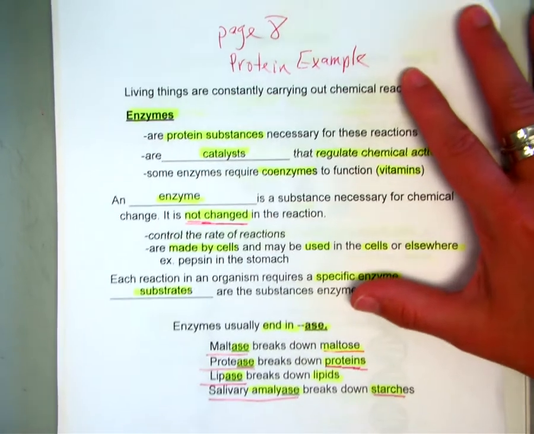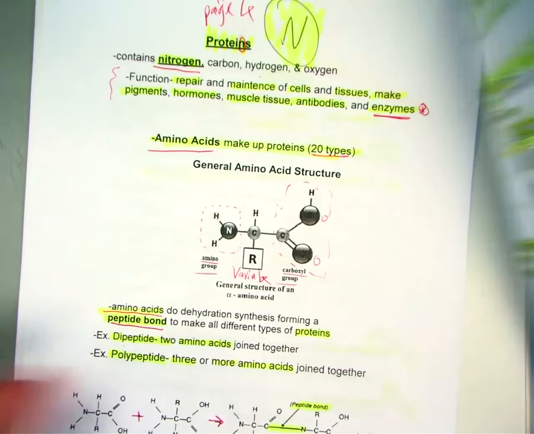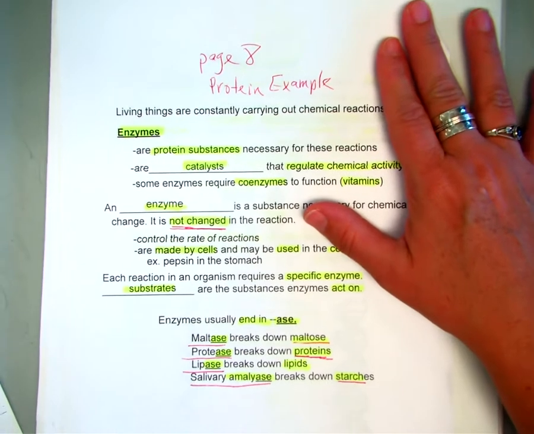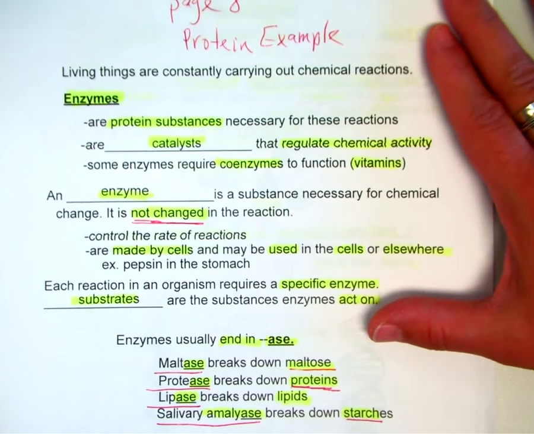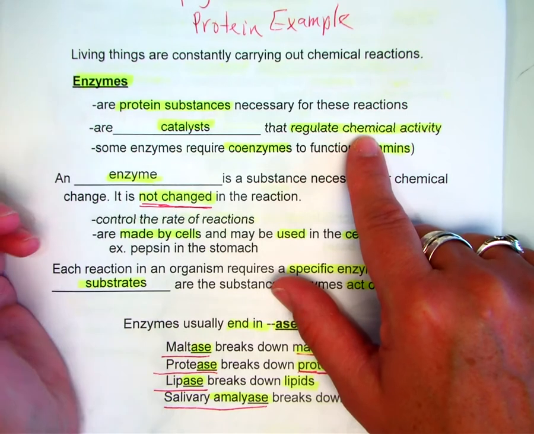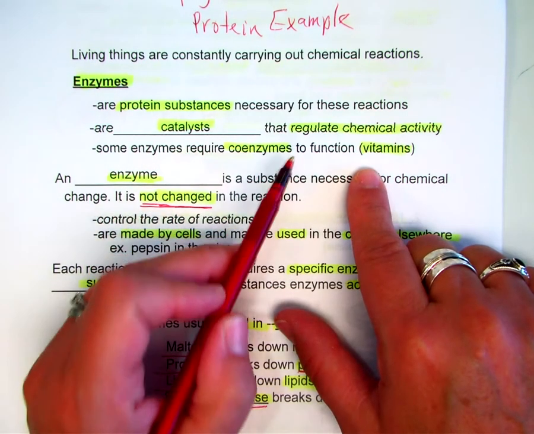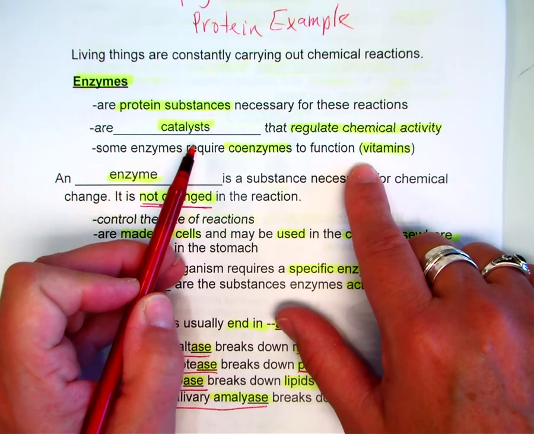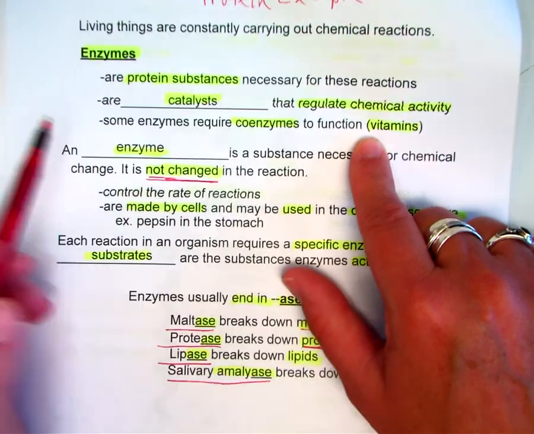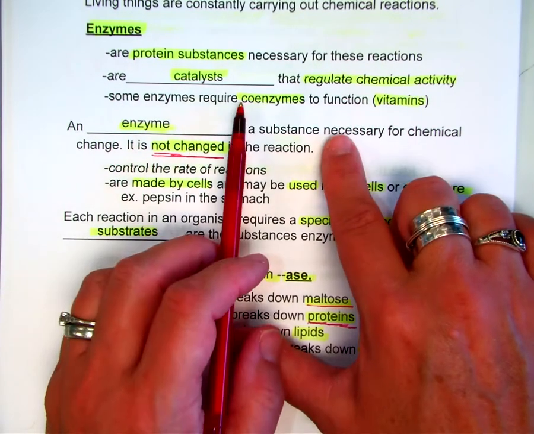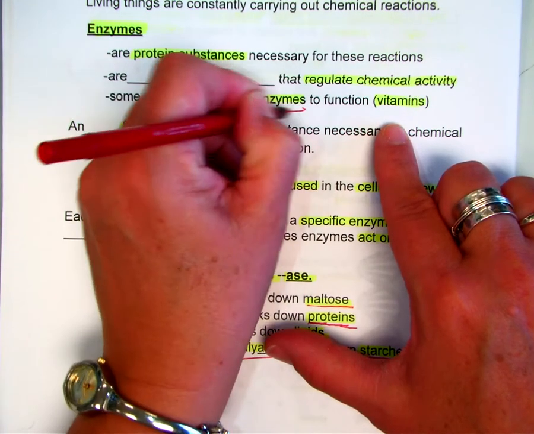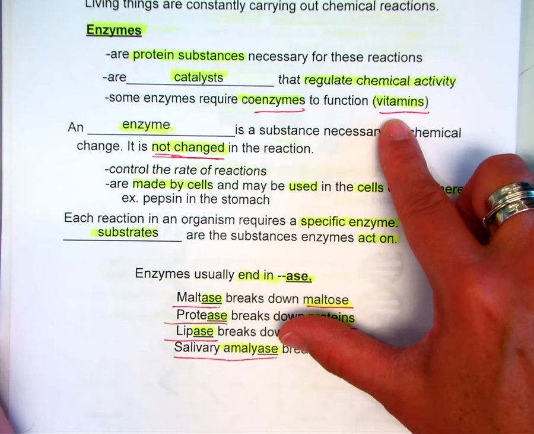Now, this is an example of a protein. I told you we're going to chat just about enzymes. We did that big Jello lab that was all about enzymes. So enzymes are protein substances, okay, necessary for chemical reactions. They are an example of a catalyst. I said next year in chem you'll talk more about different types of catalysts. But for now, enzymes require coenzymes. We chatted about coenzymes. Do you remember coenzymes were vitamins?